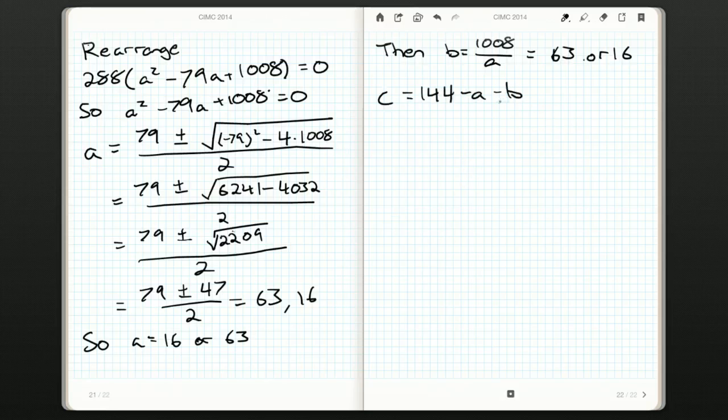So a couple different ways we could figure out c. We could use Pythagoras' theorem, or we could just use this perimeter equation. So 144 minus a minus b. So that's equal to 144 minus 63 minus 16. Or we can do it the other way, but both of these will come out to be, I'm pretty sure it's 65. Just remembering my Pythagorean triples. Yeah, 65. All right. So even though we could pick a and b differently, we're still going to get the same c value, which is 65. And really, that was the only one we could have.